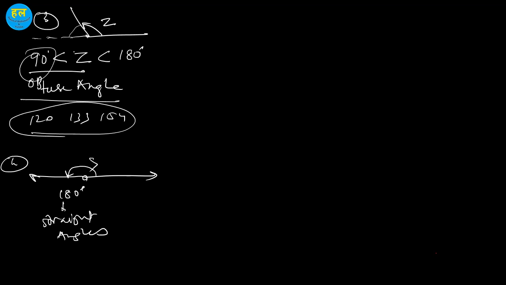Let us assume it is S. It is called straight angle or 180° when both the arms are opposite to one another.